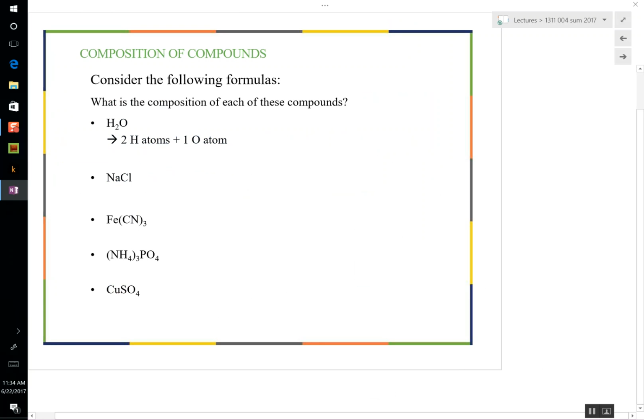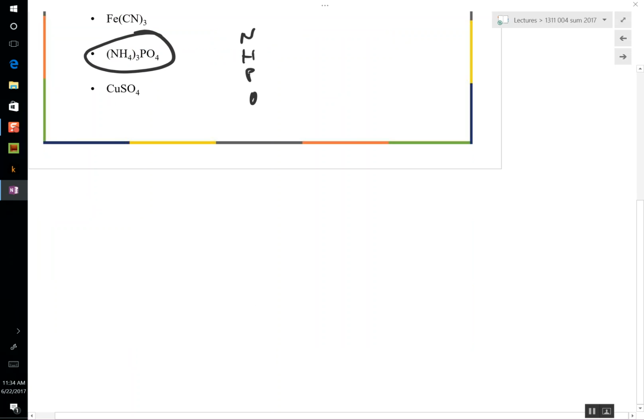Okay, here's one where we just did this thing here. What is the composition of each of these compounds? Really, how many nitrogens, hydrogens, phosphorus, oxygen? We just did that. Very important to be able to tear these formulas apart to know how much of everything is there. The one you haven't seen is let's look at that copper sulfate. I don't think you've seen this.